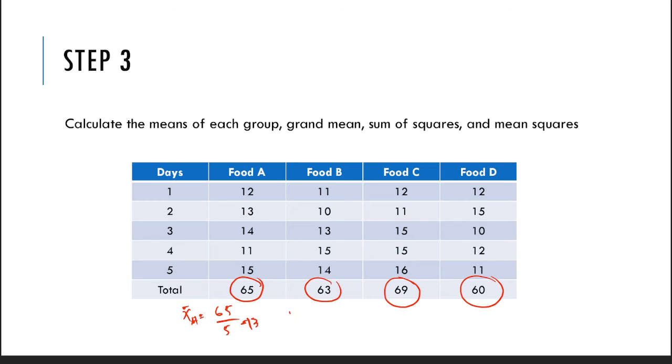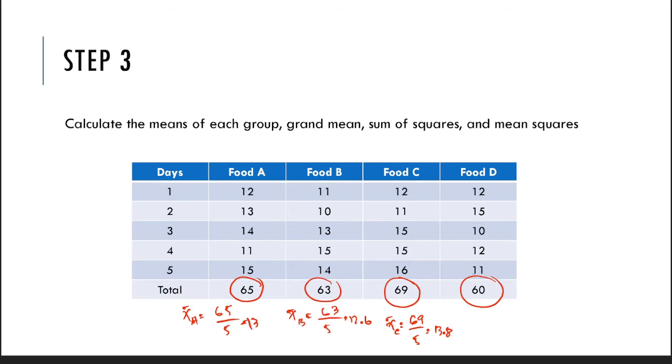So, ganun din dito sa X bar B or sa mean ng ating food B. So, you have 63 divided by 5. So, that will be 12.6. Okay? So, ganun din dito sa ating food C. Pwedeng mangyari dyan, we will have 69. Lagyan muna natin yung x bar of C. That will be 69 divided by 5. So, that will be 13.8.